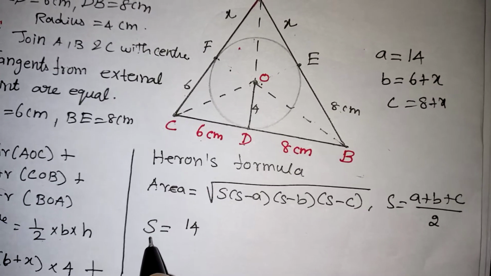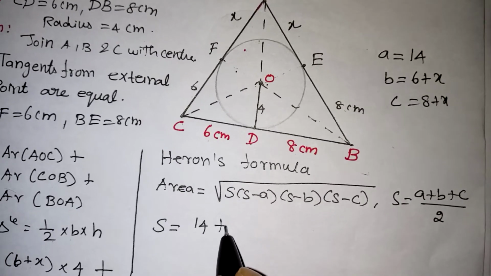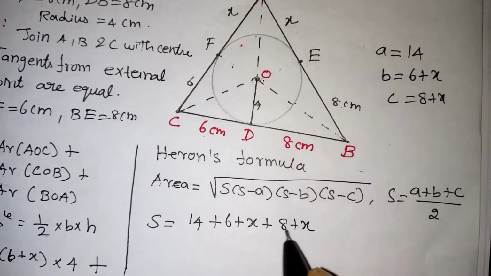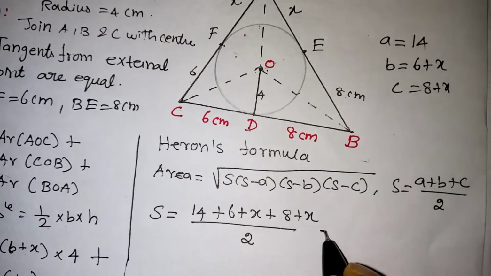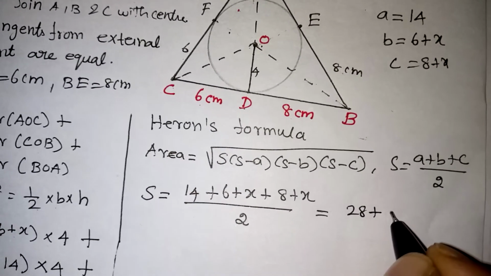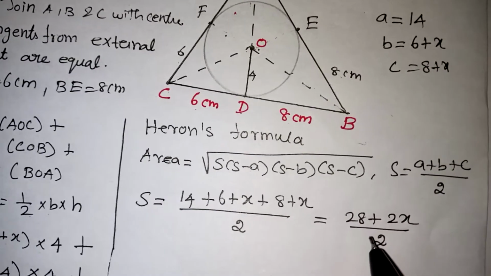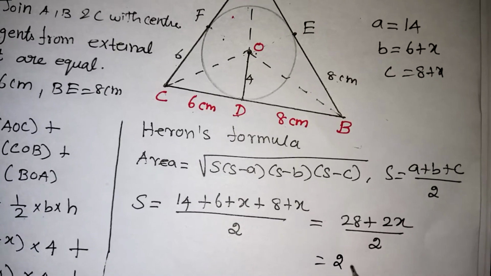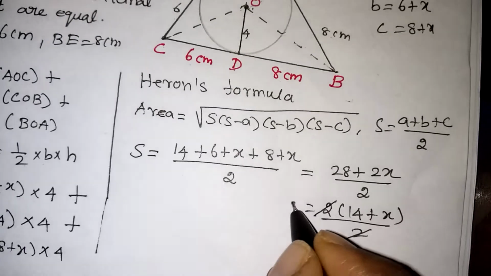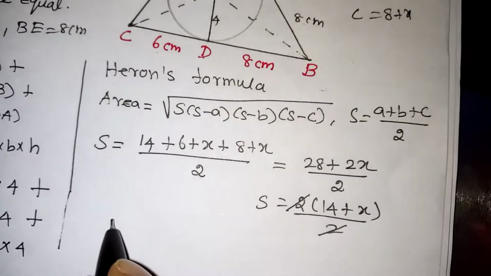So first we are finding S. S is equal to (A plus B plus C) by 2. So A value 14, B value 6 plus x and C value 8 plus x, divided by 2. Now 14 plus 6 is 20, 20 plus 8 is 28, plus x plus x is 2x, by 2. In the numerator we can take the 2 outside. If you take 2 outside, the remaining will be 14 plus x, by 2. This 2 and this 2 will get cancelled. So s value is 14 plus x. With the s value we apply the area formula.